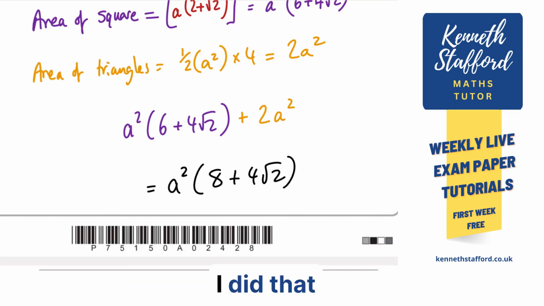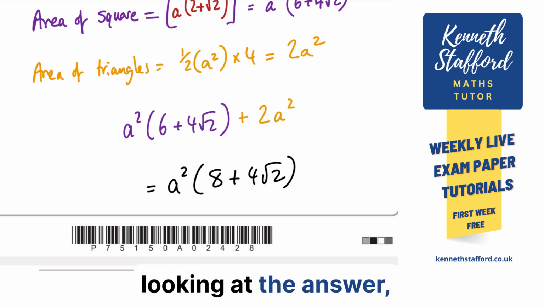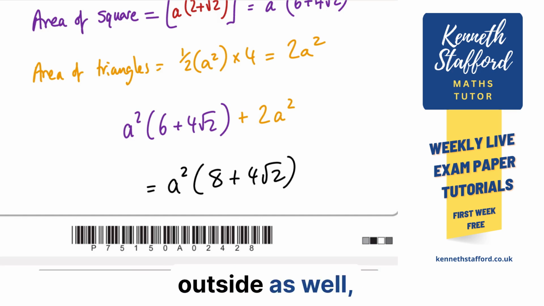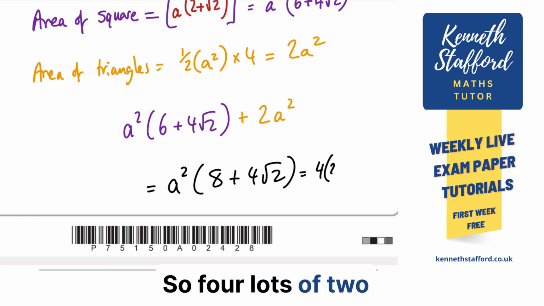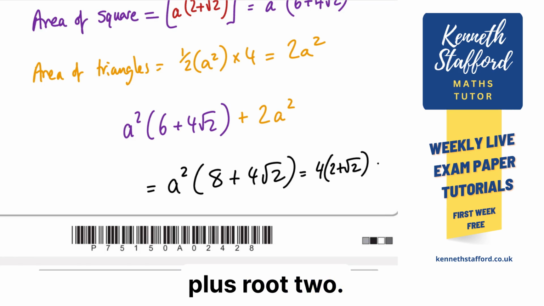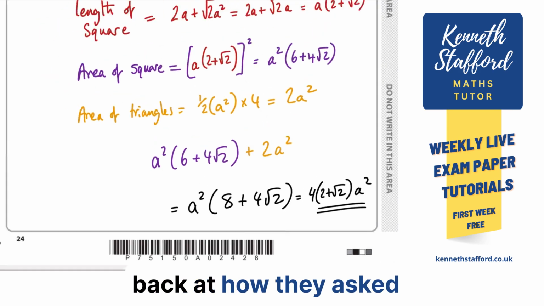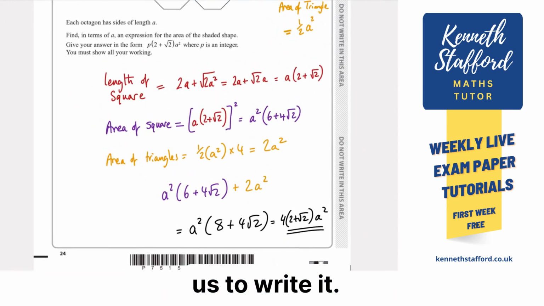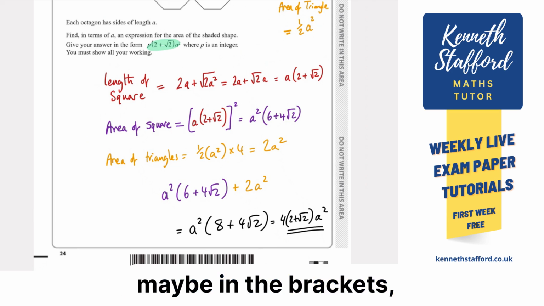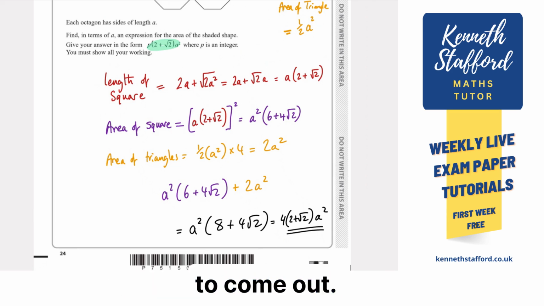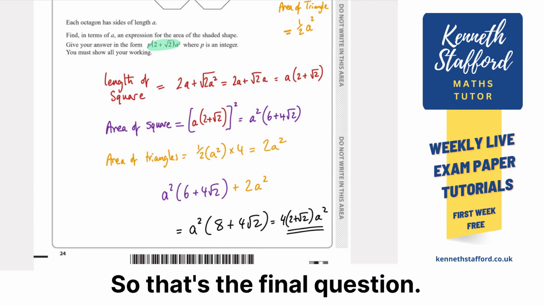And let me just check I did that. And looking at the answer, there's a p on the outside as well. So there's a number that can come out. So 4 is a factor of both. So 4 lots of 2 plus root 2 a squared would be my overall answer. So it's always worth looking back at how they asked us to write it. They were very clear up here. So I would have left the 4 maybe in the brackets, but they wanted that to come out. So that's the final question. Thank you.